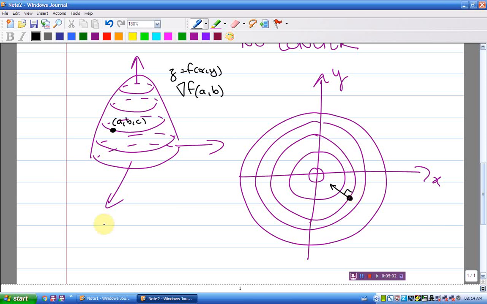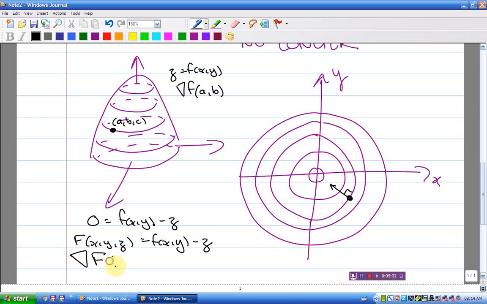However, I chose to take my z across the equal sign and actually get 0 equals f of xy minus z, or the other way around. I could take the f across to the z side, it doesn't matter. Let's say I decide to call this function f of xyz, and I work out grad of big F. Grad of big F is going to be a 3-component function, because big F is a function of 3 variables, x, y, and z. And if I evaluate it at a, b, c, I'm going to get a 3-component vector.